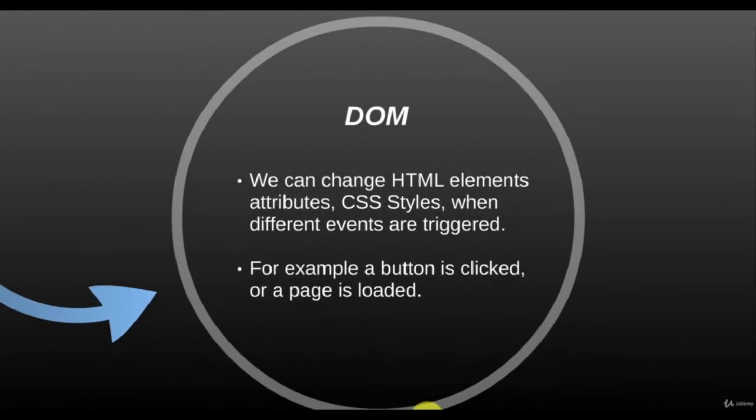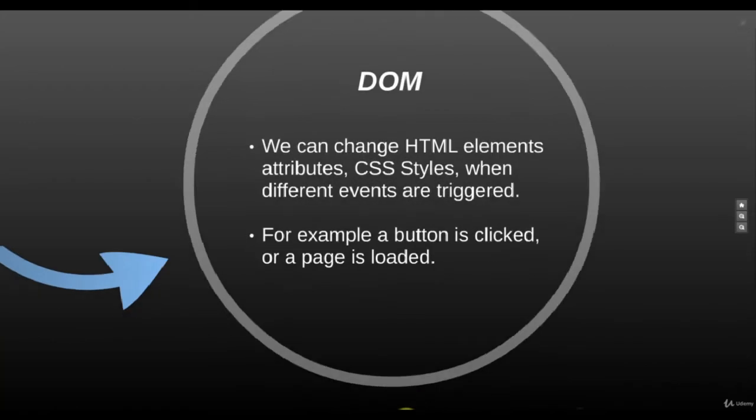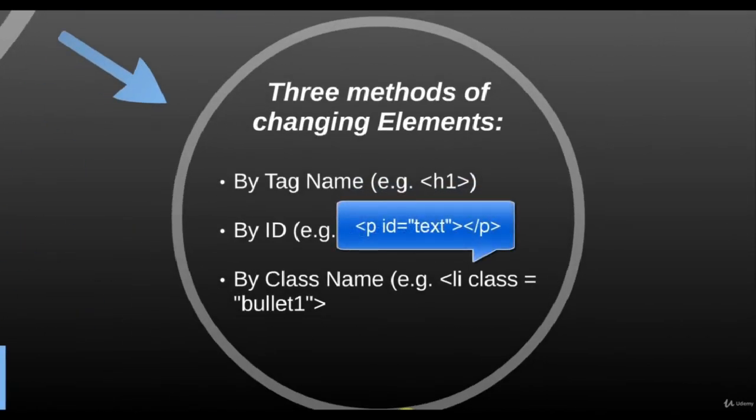This means we can change HTML elements, attributes, and CSS styles when different events are triggered. For example, if a button is clicked or a page is loaded, just to name a few. We can specify which elements to update or change on an event using three methods.